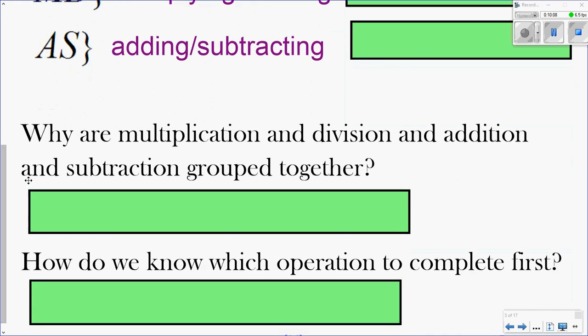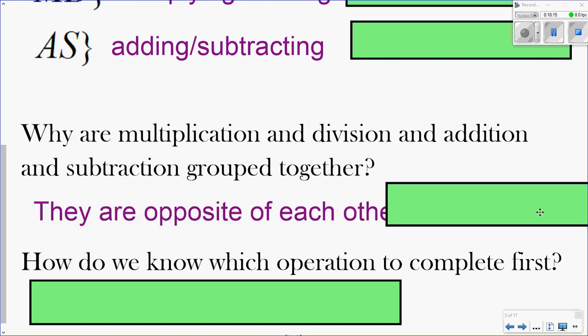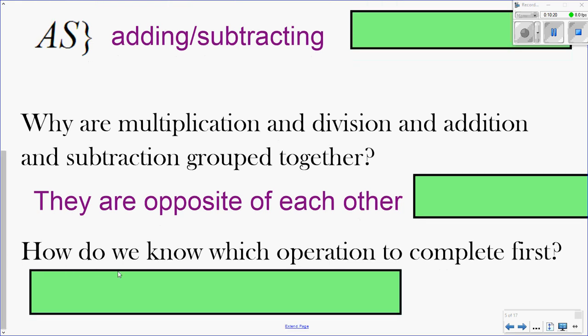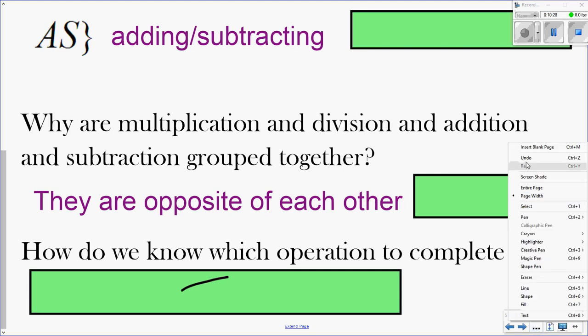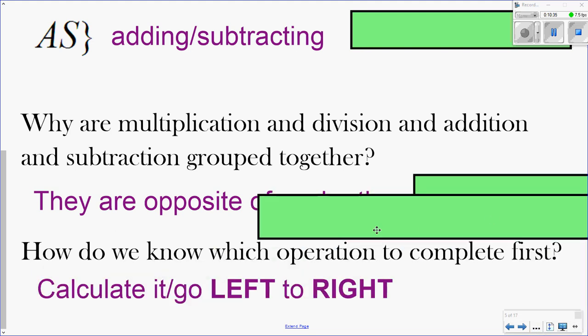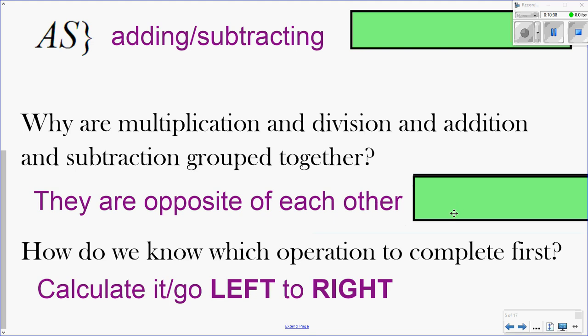So the question is, why are multiplication and division and addition and subtraction grouped together? The reason is they're opposite of each other. And the next question is, how do we know which operation to complete first? Let me get that out of the way and select, calculate it, or go left to right. Just like when you read in a book, you read left to right, you calculate left to right.